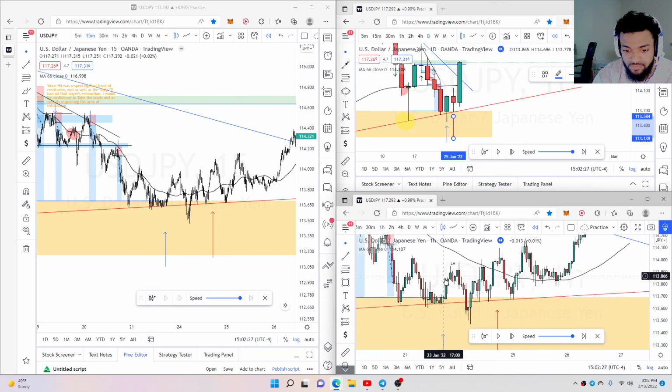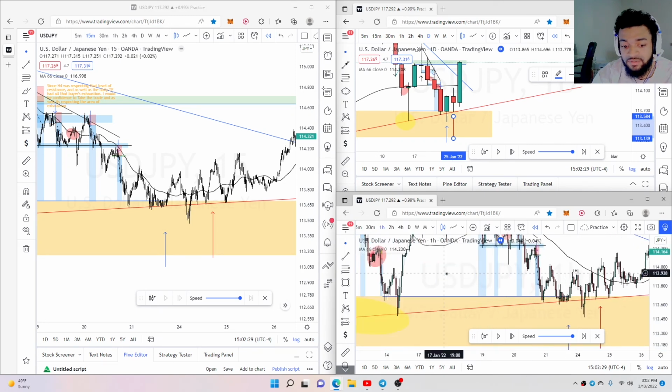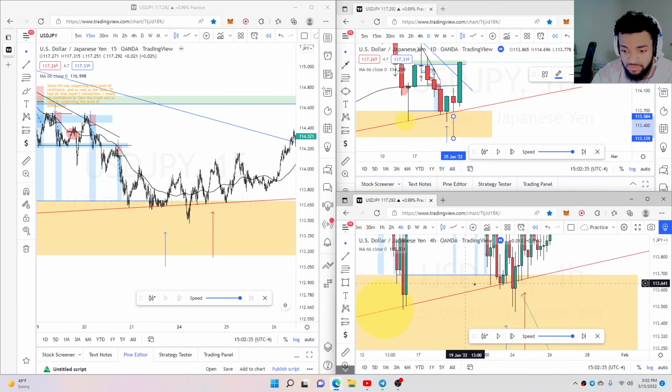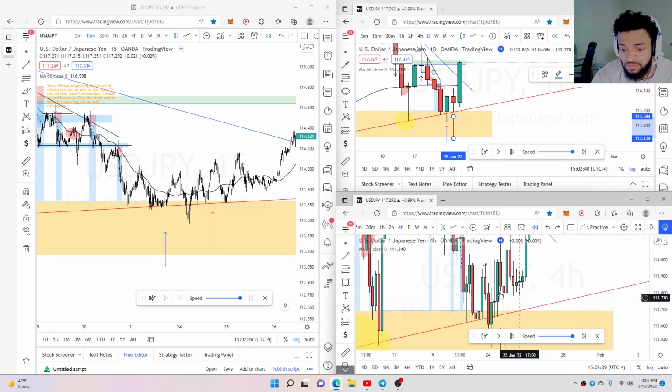As well as on the H4 time frame, we did see that break of a lower low, right? So look, we just broke that lower low with these two bearish candles. So now what are we doing? We're looking for that lower high.